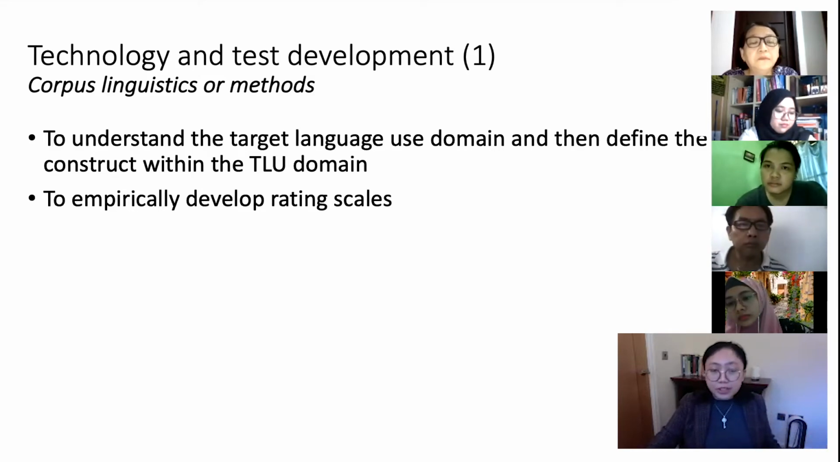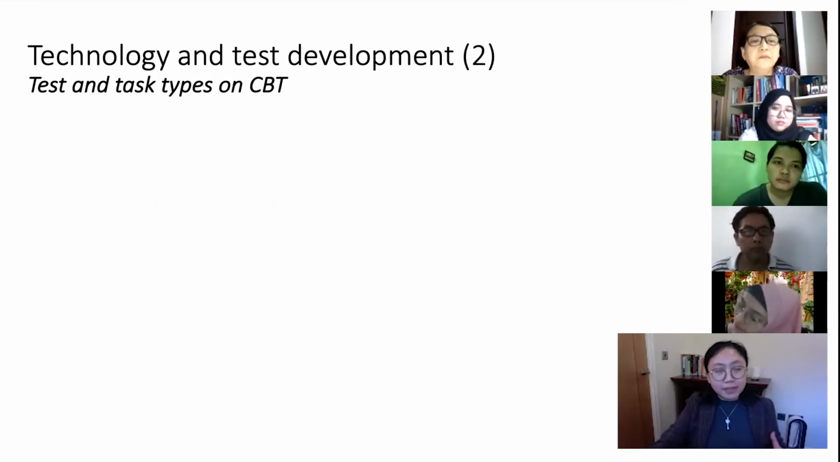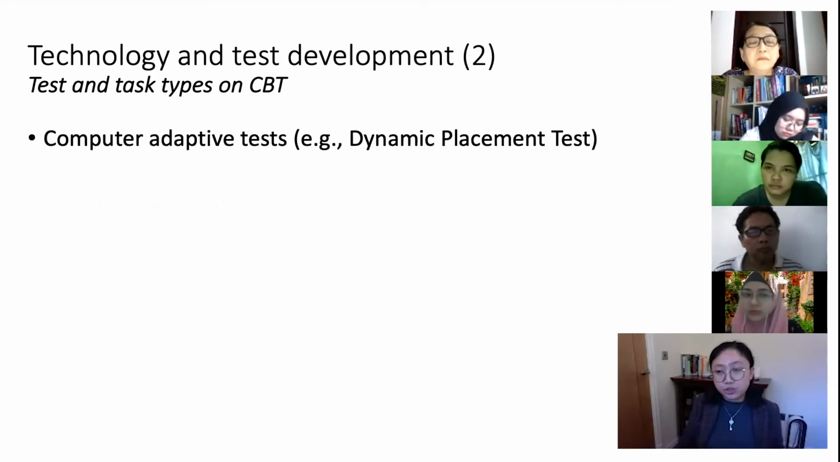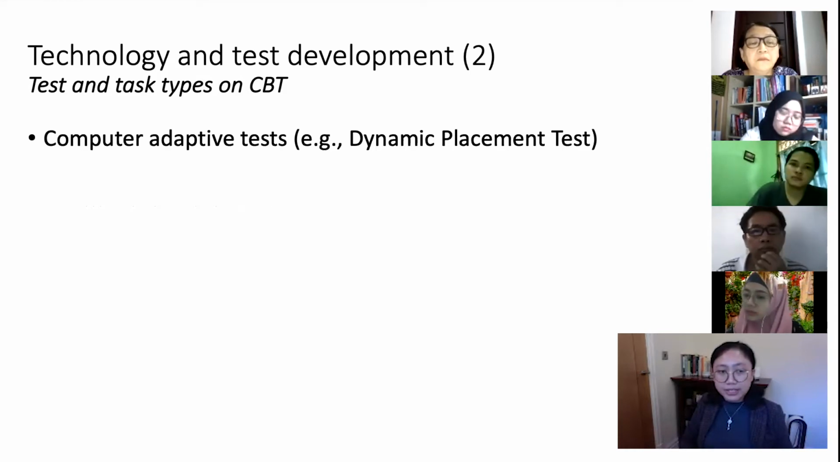And of course, you can use a third approach, which is common as well, which is basically a hybrid or a combination of the two approaches, right? Okay, and now the next one, still in the area of technology and test development. Technology has enabled us to develop more innovative tests and task types. The first one you might be familiar with already, computer adaptive tests.